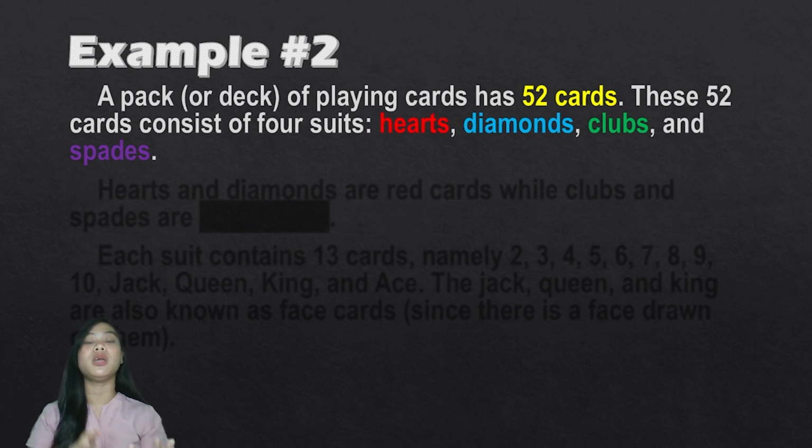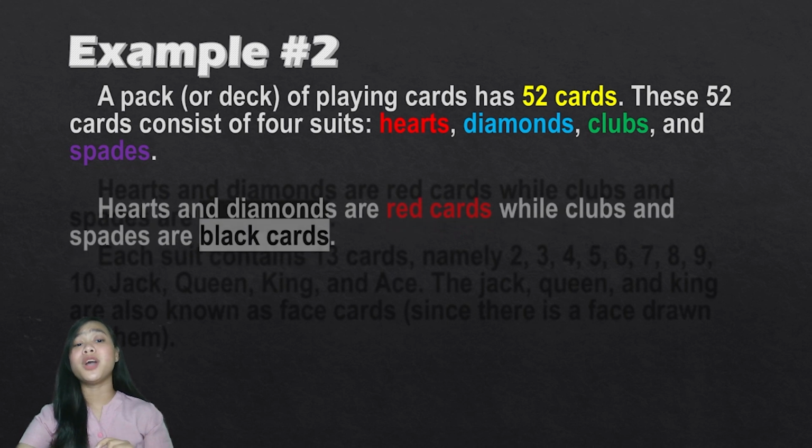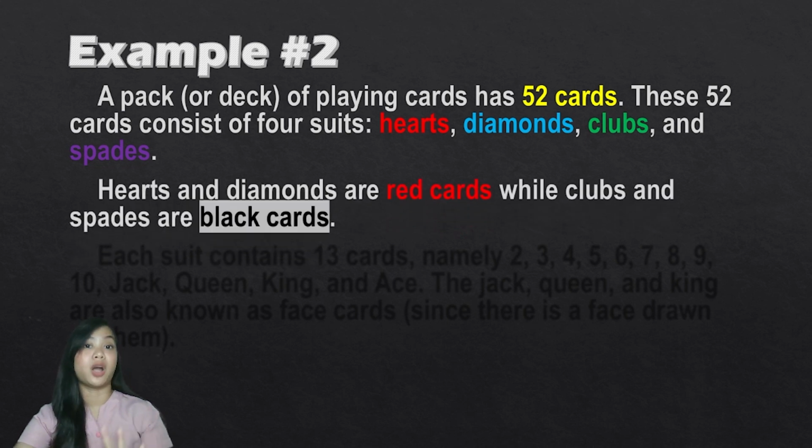So we have 52 cards. This 52 cards consists of 4 suits. The 4 suits are hearts, diamonds, clubs, and spades. The hearts and diamonds are called the red cards. So those two. So again, we have 4 suits.